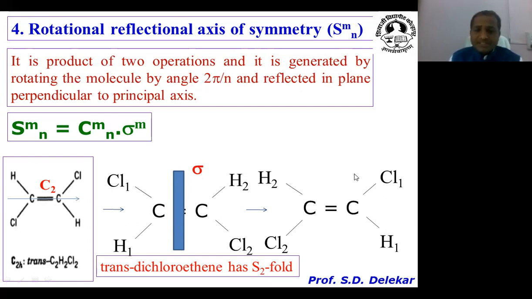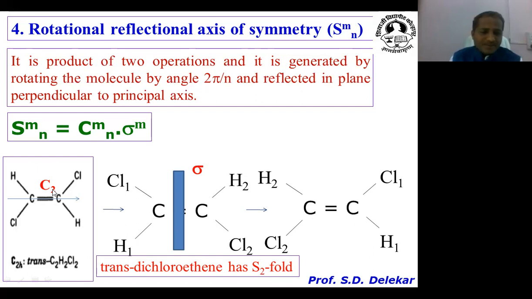I am getting this orientation. This is equivalent to the first one. You see, if I am performing reflection, then what happens? There is an exchange between these two. So at the position of Cl1, this H2 is going. So H2 is going here, Cl1 is going here, Cl2 is going here, and H1 is coming here. So here I am getting this new orientation.